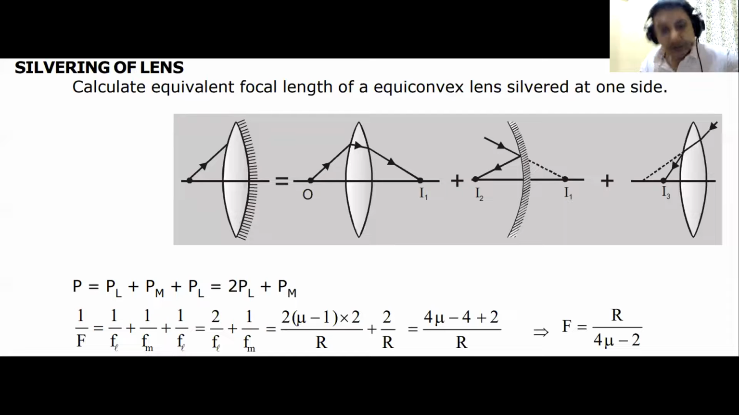Yes, sir. That takes us to the next part of this lens topic, and we are almost at the end of this, which is known as silvering of lens. Now, what do you mean by silvering of lens? It is very simple. As you can see, we have a lens. What type of lens is this?